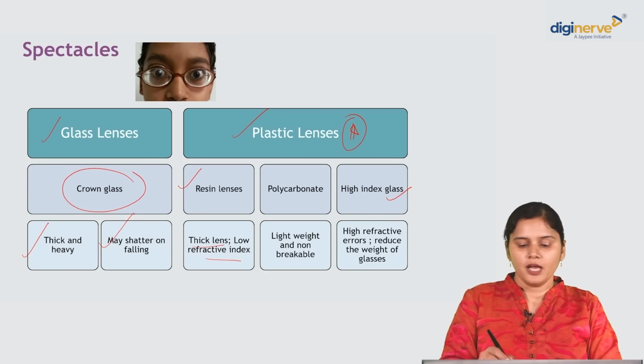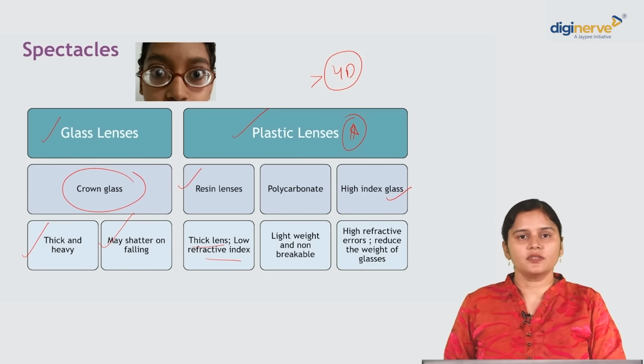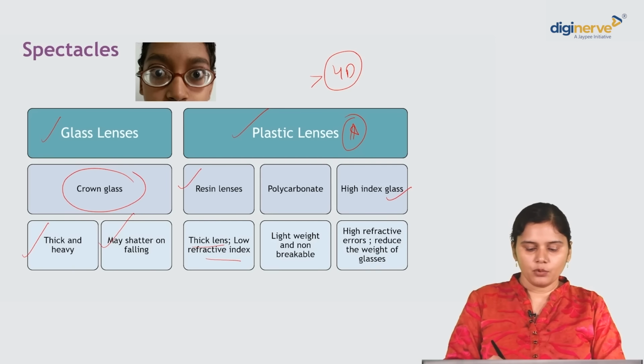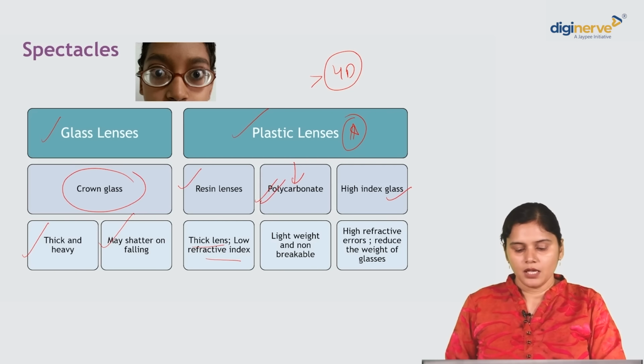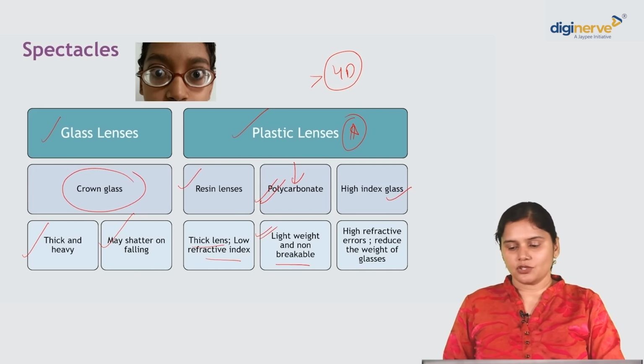People who have more than 4 diopters of hyperopia or myopia can use a high refractive index glass, so that the thickness of the glass is not so much, which makes their glasses lighter for the person to wear. Polycarbonate lenses are also available. Polycarbonate lenses are very lightweight and they are non-breakable, but they can be easily scratched.